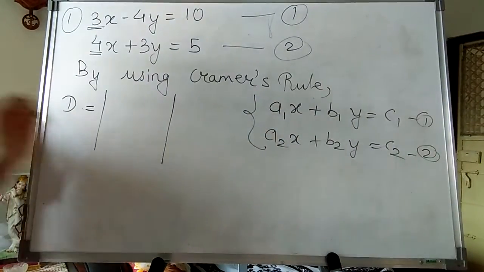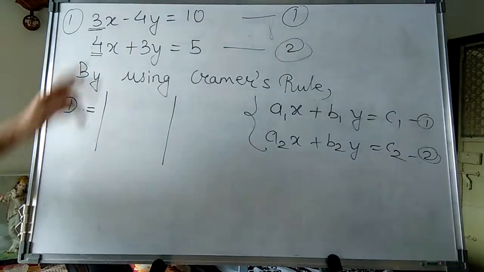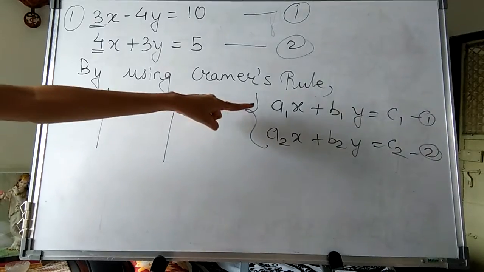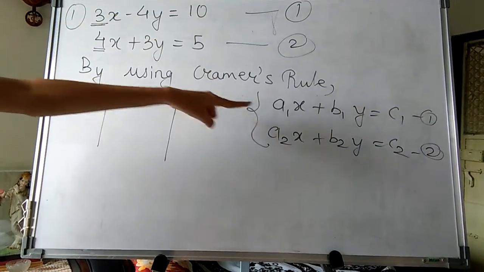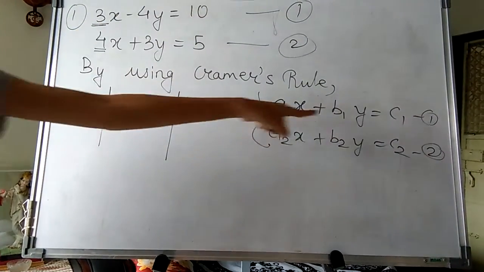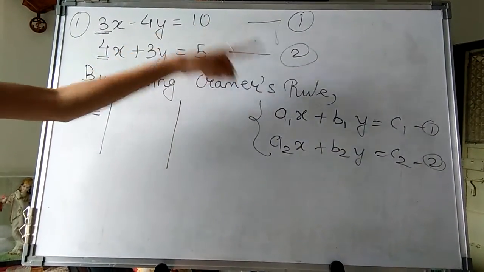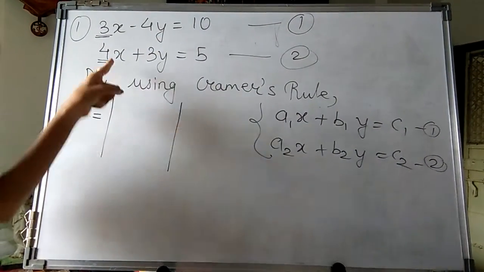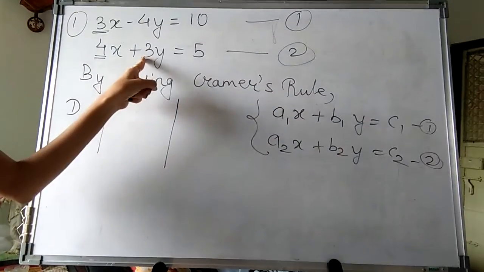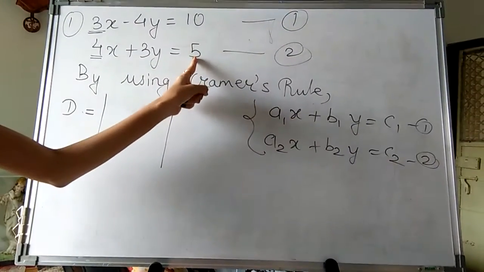This is your general standard form of linear equation in two variables for Cramer's rule. So compare this first equation with this first equation. What is your A1? 3. What is your B1? -4. What is your C1? 10. Again for the second equation, what is your A2? 4. B2? 3. C2? 5.